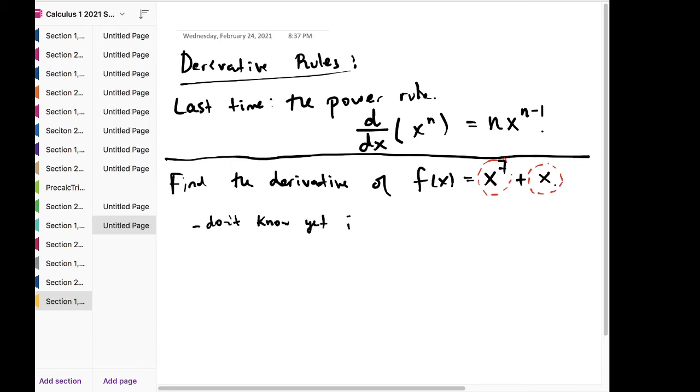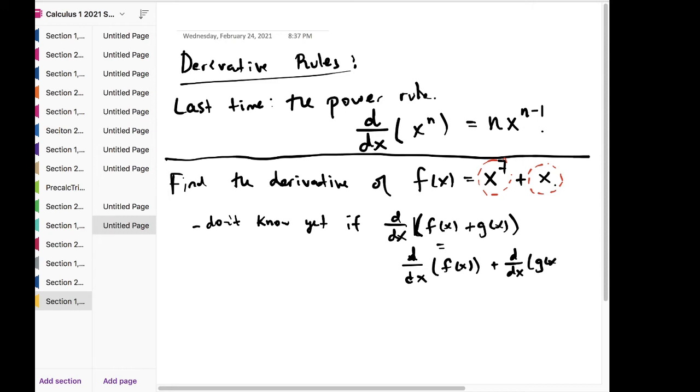We don't know yet if the derivative of a sum is equal to the sum of the derivatives. There's nothing that's obviously true. But think about it like we're founding calculus here. We need to prove that this is true before we can say it's 7x to the 6 plus 1. Okay, so how would you want to prove that?